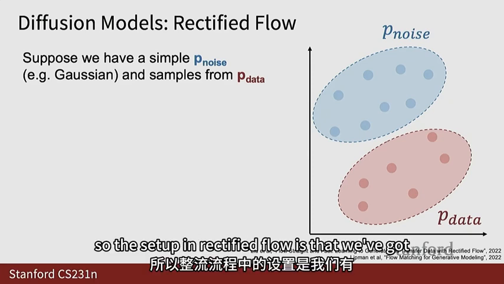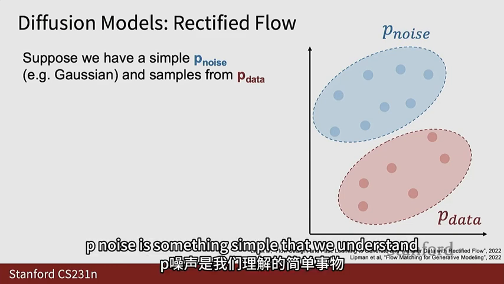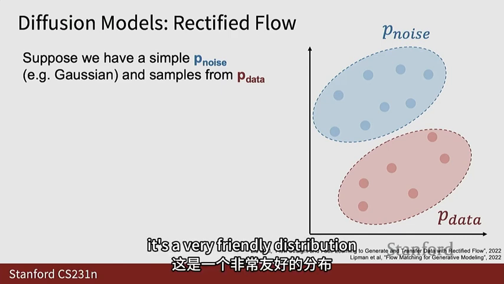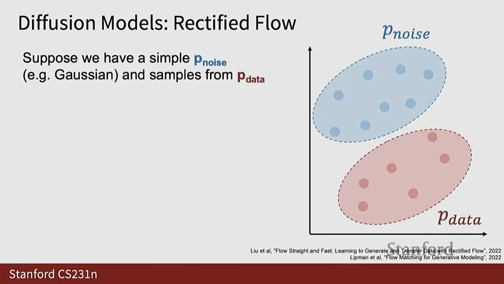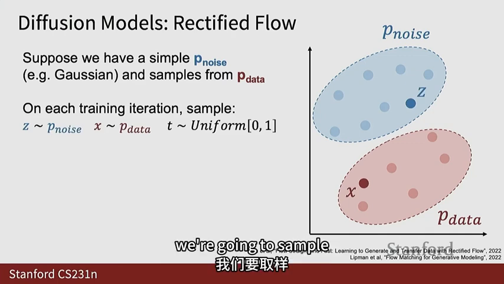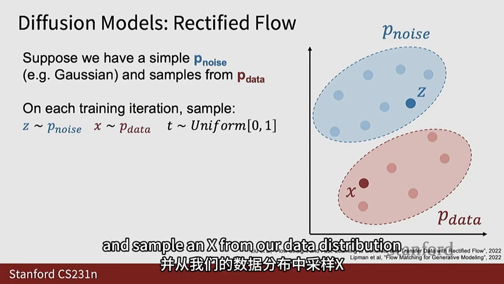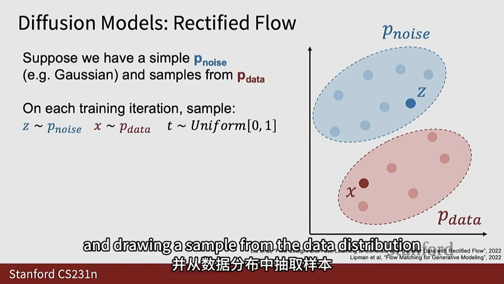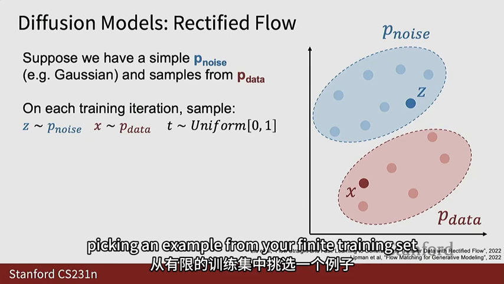So, the setup in rectified flow is that we've got our distribution P noise, our distribution P data. P noise is something simple that we understand, we can sample from, we can compute integrals of, it's a very friendly distribution. P data, again, is something crazy, that's what the universe is using to give us images. Now, at every training iteration, we're going to sample a Z from our prior distribution and sample an X from our data distribution. We can draw a sample analytically because PZ is something simple that we control, and drawing a sample from the data distribution just means picking an example from your finite training set.